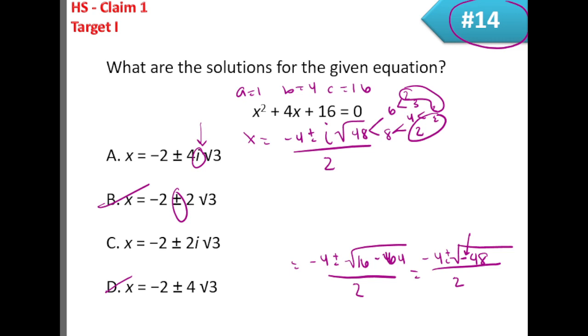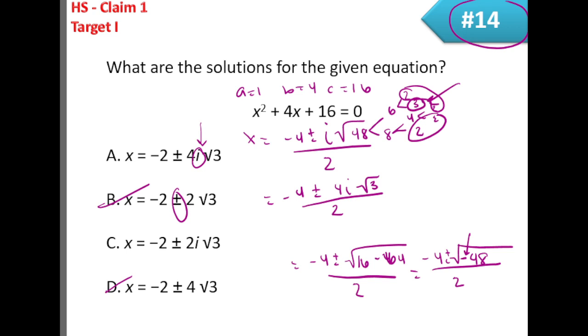So remember, that's 2 times 2, which is 4. Is this 16 times? Am I doing this right? 4, 2, 2. Anyways, so now we have negative 4 plus or minus 4i times the square root of, what's left over? We have a 3 as a leftover. Square root of 3 over 2.